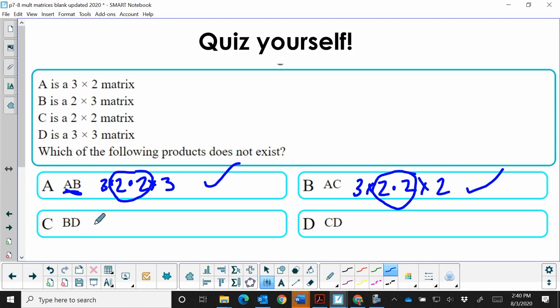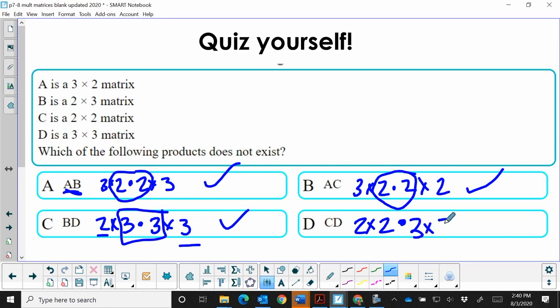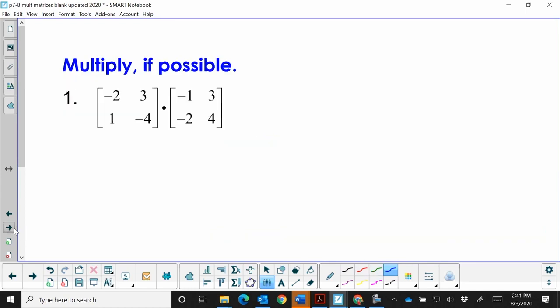Let's try B and D. So B is a 2 by 3 times D, which is a 3 by 3. And again, the inner dimensions match. So this one works. And what would the answer be? The answer would be a 2 by 3. And then the last one is a 2 by 2. That's C times D, which is a 3 by 3. Now, both of those are square matrices, but the inner dimensions do not match. So that is the one that does not exist, a DNE or not possible. So hopefully that kind of helped you check.